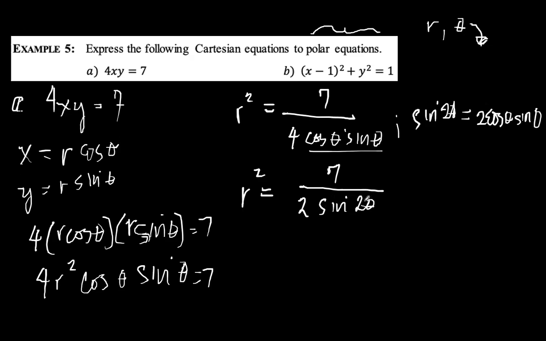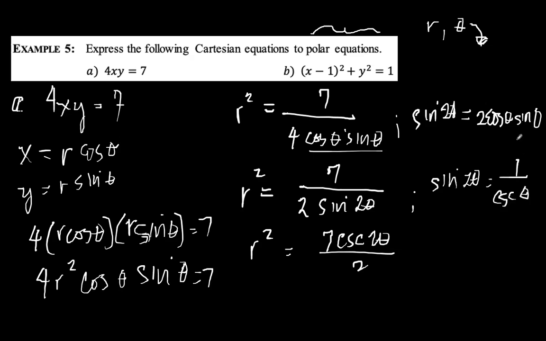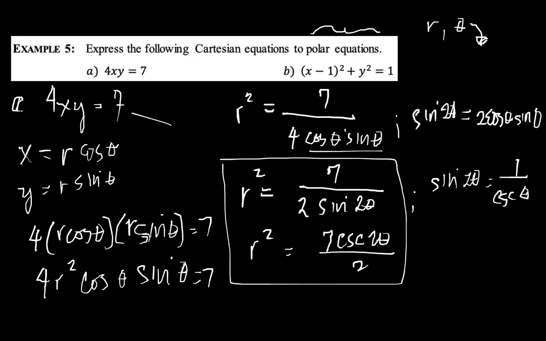Also, we could express sine 2 theta in another form with the use of cosecant. So r squared is equal to 7 cosecant 2 theta over 2, because we know that sine 2 theta is equal to 1 over cosecant 2 theta, okay? So we have two different expressions or equations, but they are equivalent to one another. These are the equivalent equations of the given Cartesian equation xy equals 7, okay? I hope it's clear.